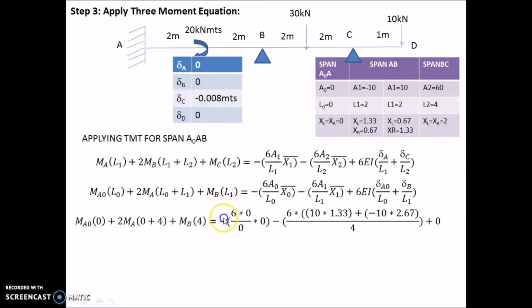So this is the 3-moment equation for A0 AB. Now by solving this, we will get an equation as 8 MA plus 4 MB is equal to 20.1. Mark it as equation 1.